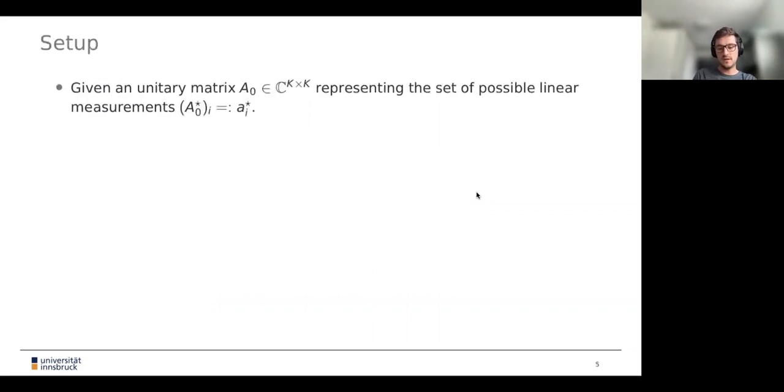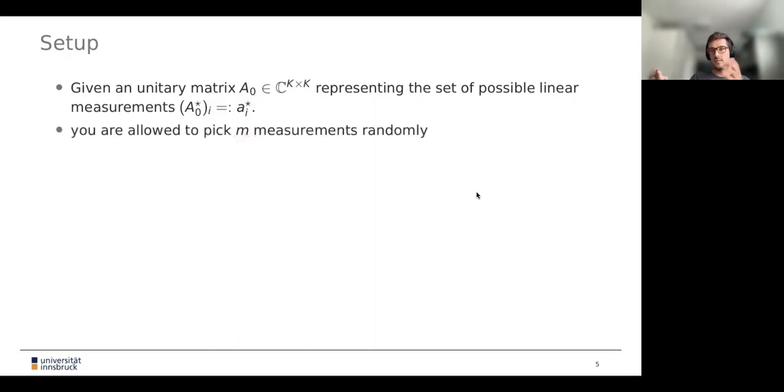So formally, we assume that we are given some unitary matrix A0, which represents the set of possible linear measurements. So each row of our matrix A0 corresponds to one linear measurement that we could take, but we can't take them all. If you would have access to all measurements, then the reconstruction problem would be simple. It's just a simple inversion. But you're only allowed to pick M, for example, 10% of K measurements randomly.